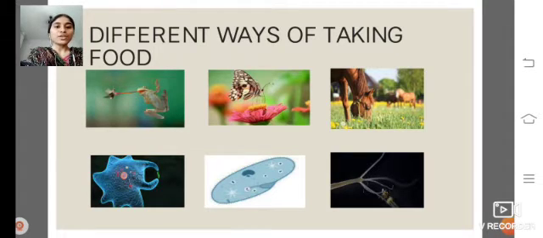Next is paramecium. They have cilia-like structures, which are hair-like projections on the surface of their body, through which they consume their food. Lastly, in the last picture you can see hydra; with the help of its tentacles it takes in its food.